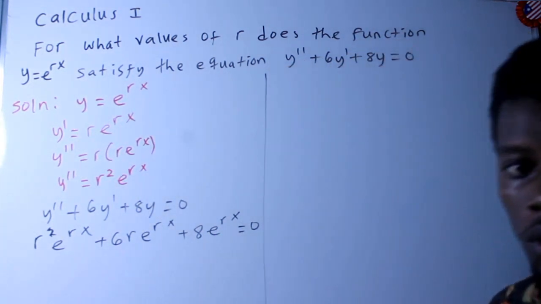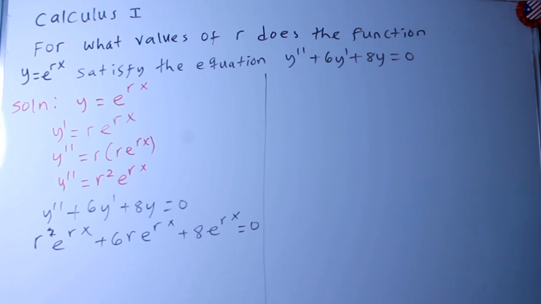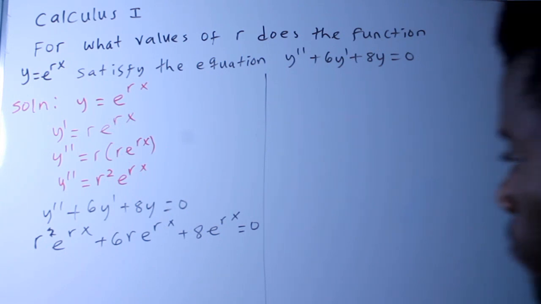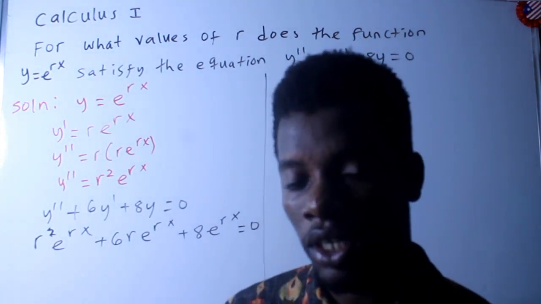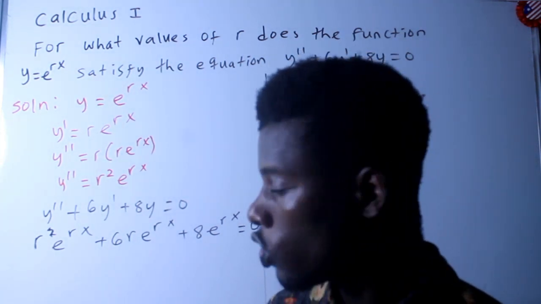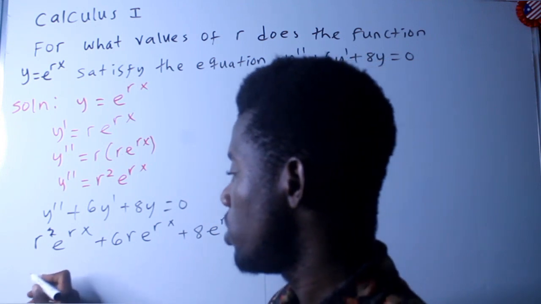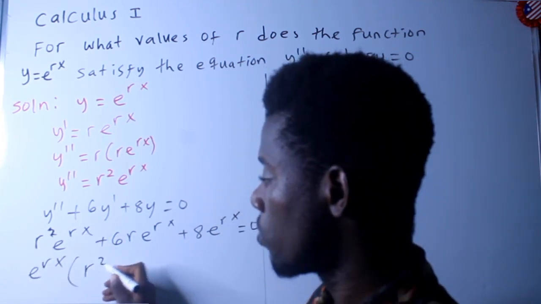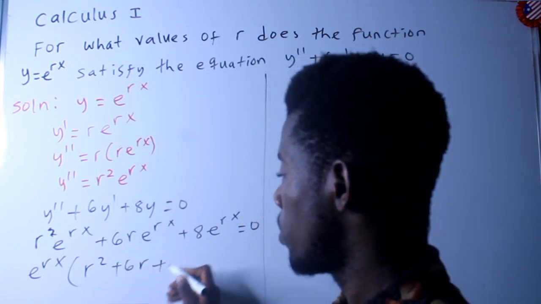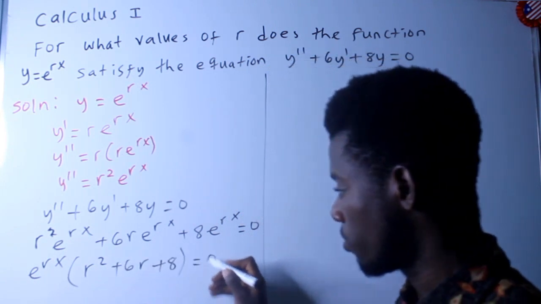Once we do that, we will realize something very important. We have e raised to the power of rx multiplying each term of the equation. So we factor out e raised to the power of rx, and we have r squared plus 6r plus 8 equal to 0.